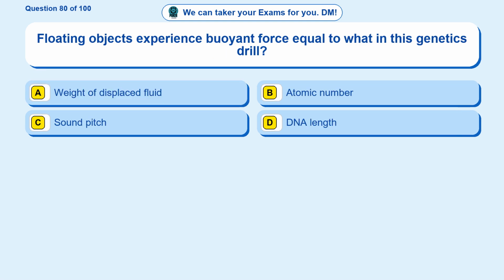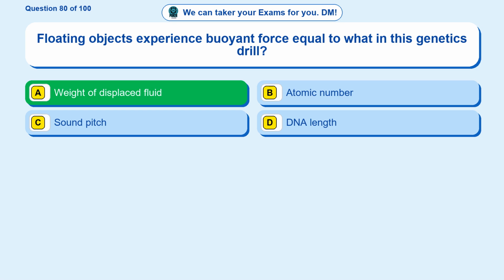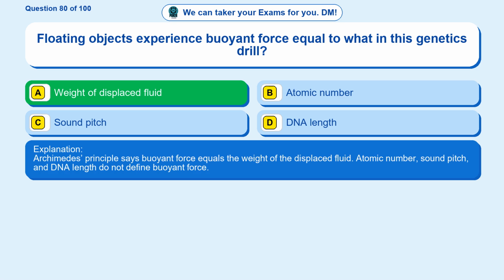Question 80. Floating objects experience buoyant force equal to what in this genetics drill? Option A, weight of displaced fluid. Option B, atomic number. Option C, sound pitch. Option D, DNA length. The correct answer is option A, weight of displaced fluid. Archimedes' principle says buoyant force equals the weight of the displaced fluid. Atomic number, sound pitch, and DNA length do not define buoyant force.